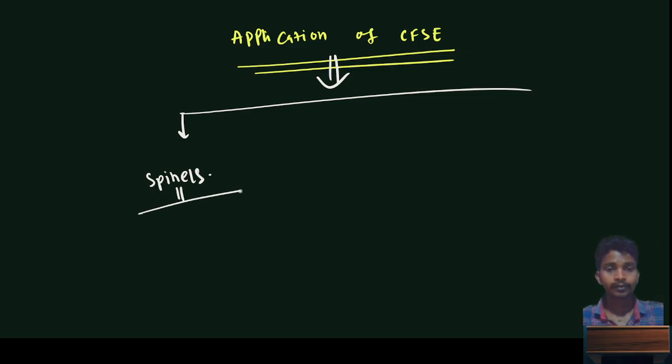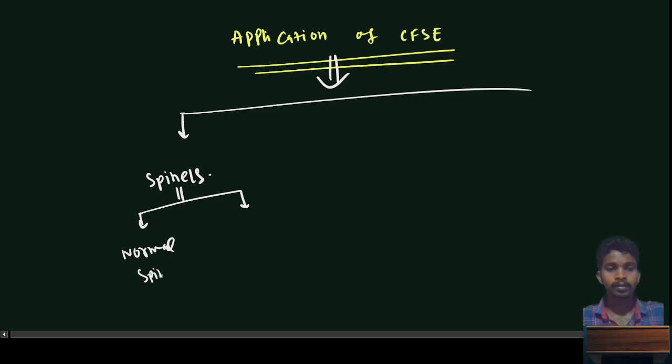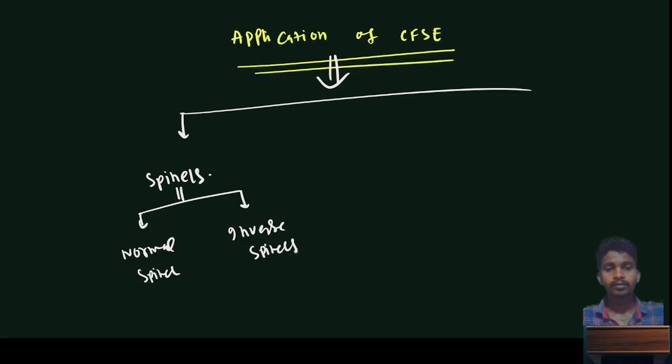These Spinels are of two types: one is normal Spinels, another is inverse Spinels. So while calculating the CFSE, we will differentiate between normal Spinels and inverse Spinels. CFSE helps to identify which is a normal Spinel and which is an inverse Spinel. So CFSE helps to distinguish normal spinels and inverse spinels.